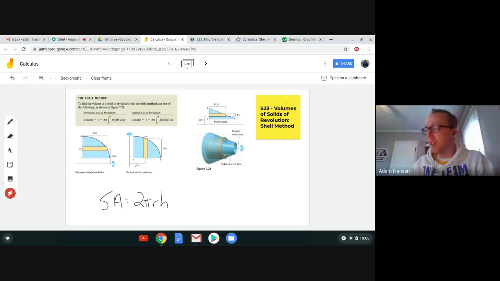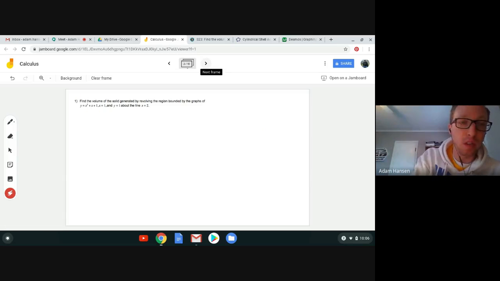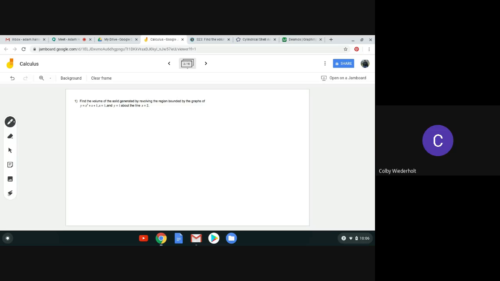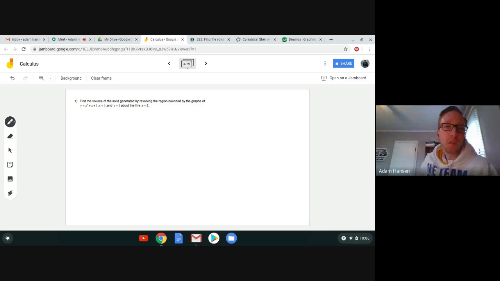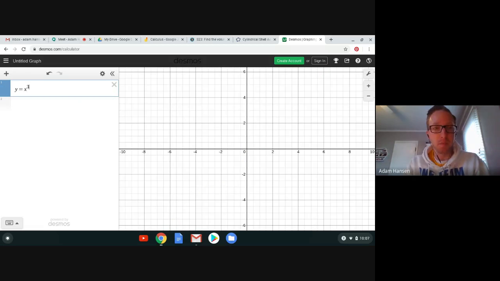What I wanted to look at today is rotating a region around an arbitrary line that's neither the x nor y axis to find the volume for our region. So in this example, we're going to find the volume of a solid generated by revolving the region bounded by the graphs of y equals x cubed plus x plus 1, x equals 1, y equals 1, about the line x equals 2. Notice that we're rotating around a line that's neither the x nor y axis.